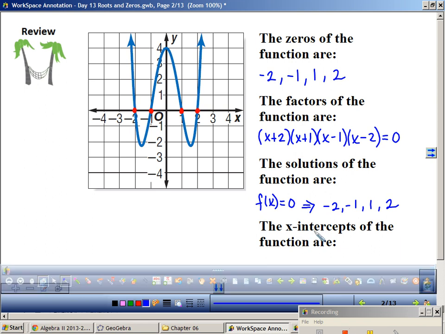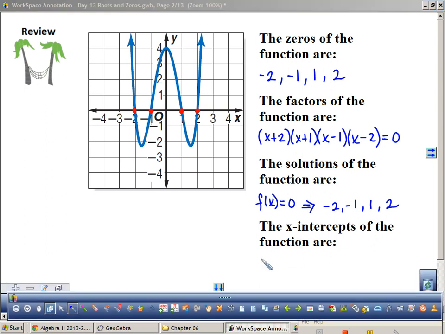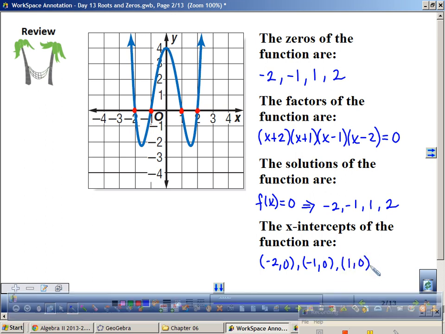And the final one, the x-intercepts of the function are. What are my x-intercepts? Negative 2, 0, negative 1, 0, positive 1, 0, and positive 2, 0. So if I were to ask you for the x-intercepts and you said negative 2, negative 1, 1, and 2, is that correct? No.